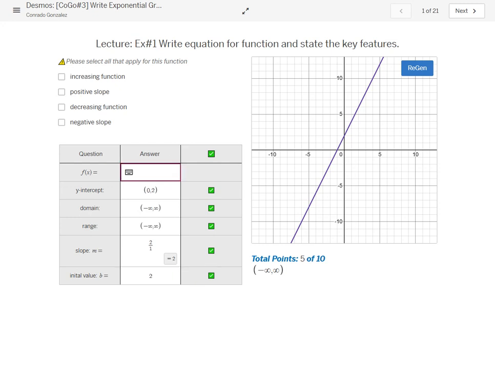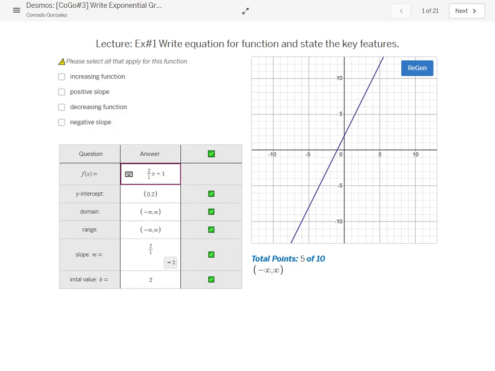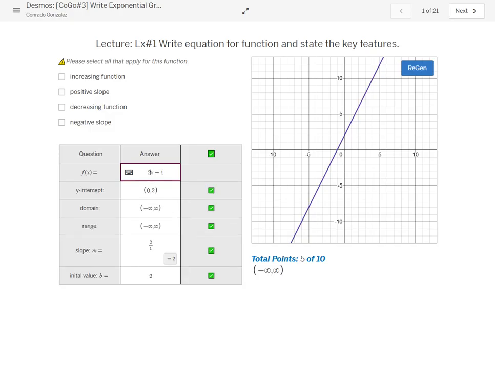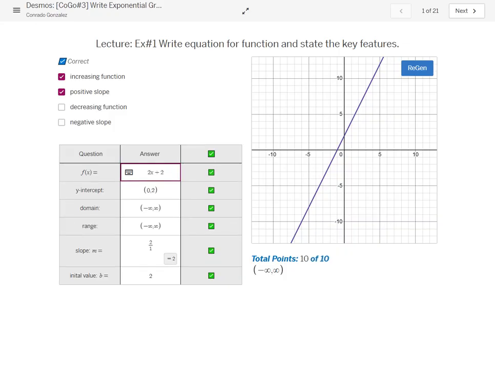The equation of the line is, you can say 2 over 1x plus 2, but you don't have to write the slope as a fraction if it in fact reduces to an integer or reduces to a smaller fraction. So it's going to be 2. And the rise 2 over 1 is a positive, increasing slope. The initial value is positive 2. So you could just write it as 2x plus 2.